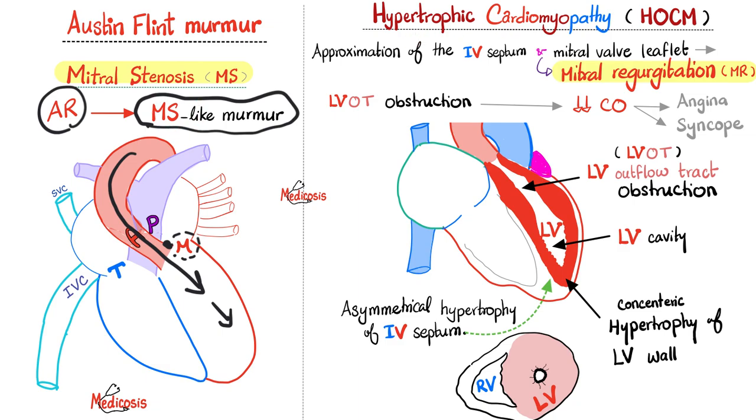However, in hypertrophic obstructive cardiomyopathy, there is a big, thick, asymmetrical interventricular septum. This septum is relatively close to the mitral valve. It can grab the mitral valve and pull it away during its movement, making the mitral valve unable to close when it should, which causes mitral regurg. So, to recap, aortic regurg can give me a murmur similar to mitral stenosis, whereas HOCM can give me a murmur similar to mitral regurg.